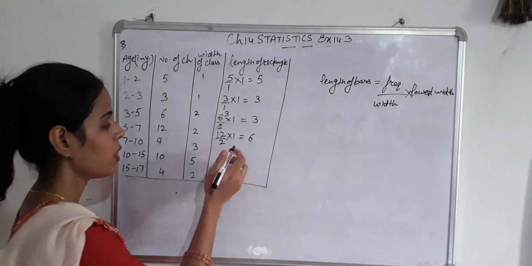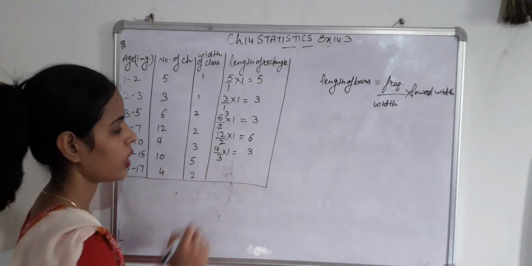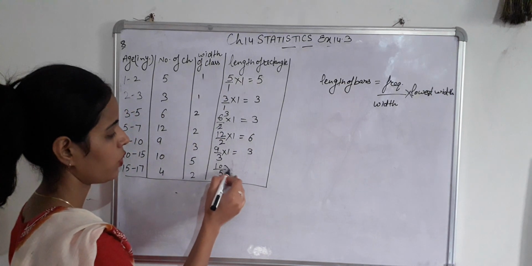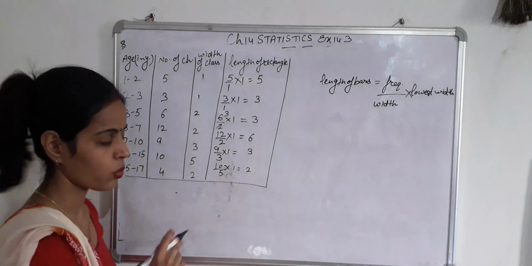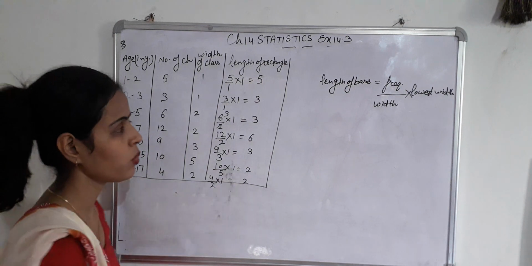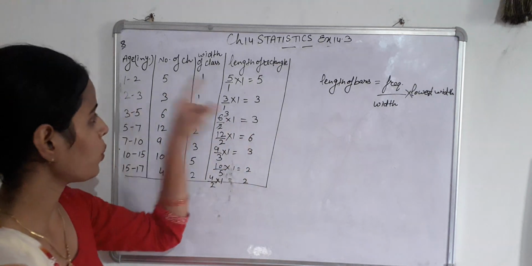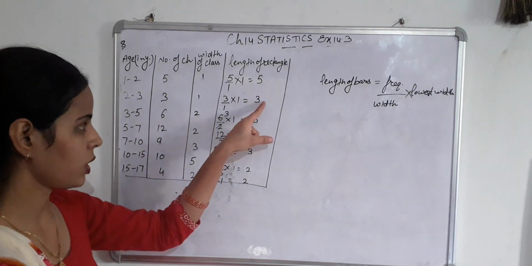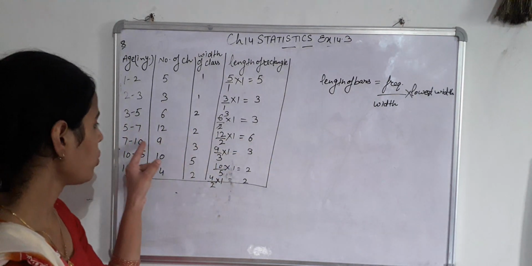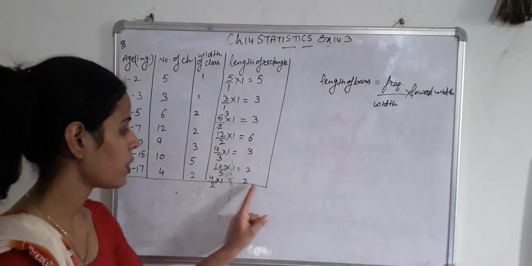Values cancel by 2, giving 6. Then 9 upon 3 into 1 is equal to 3. 10 upon 5 into 1 is equal to 2. Last, 4 upon 2 into 1 is equal to 2. So the lengths of the rectangular bars are: for interval 1 to 2, 5; 2 to 3, 3; 3 to 5, 3; 5 to 7, 6; 7 to 10, 3; 10 to 15, 2; 15 to 17, 2.